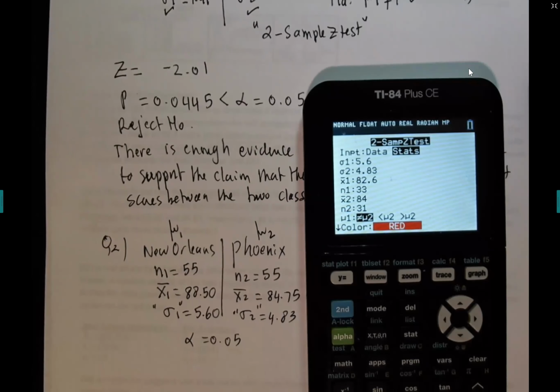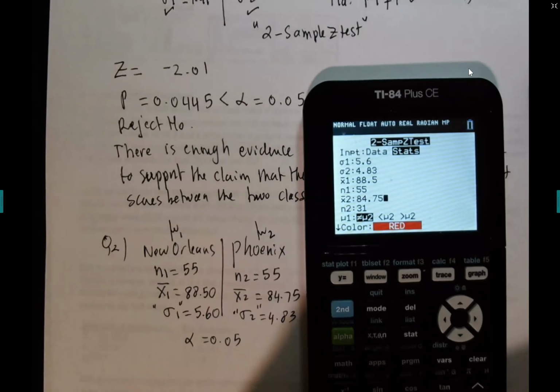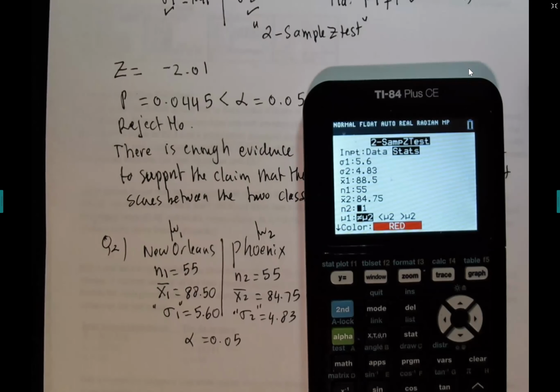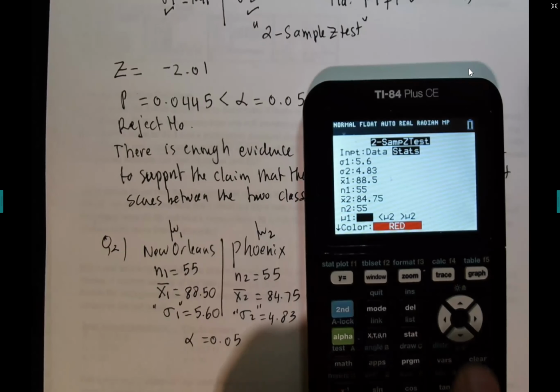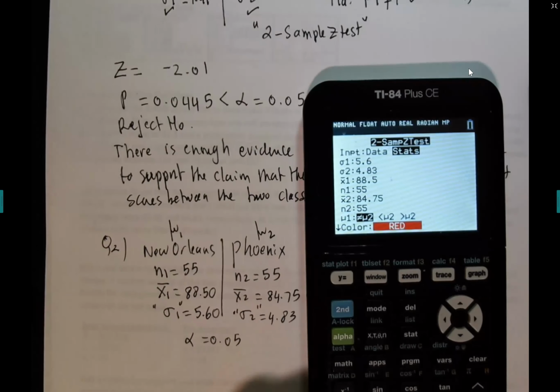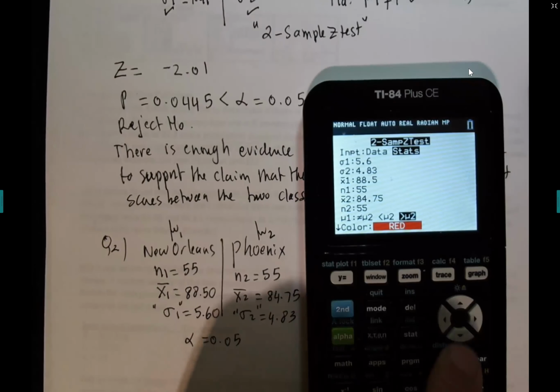X1 bar is 8850. Just be careful as you enter your data. Review it before you hit calculate, just to make sure you didn't miss anything. X2 bar is 8475. Sometimes students forget the decimal point. That will destroy everything, so be very careful here. And then we need to check that mu1 is greater than mu2. It costs more to lodge in New Orleans than Phoenix. So let's see if this is true.